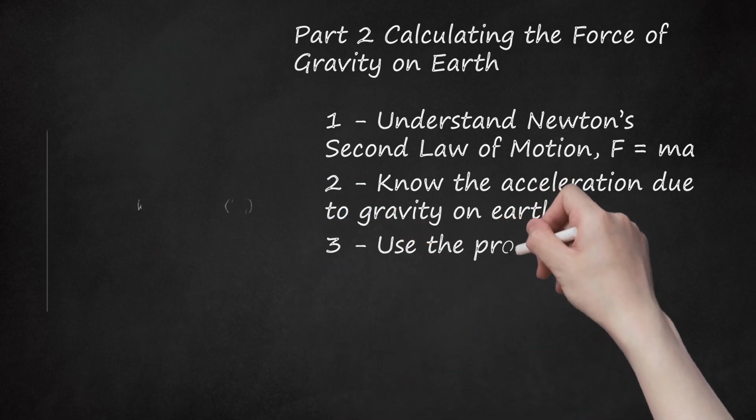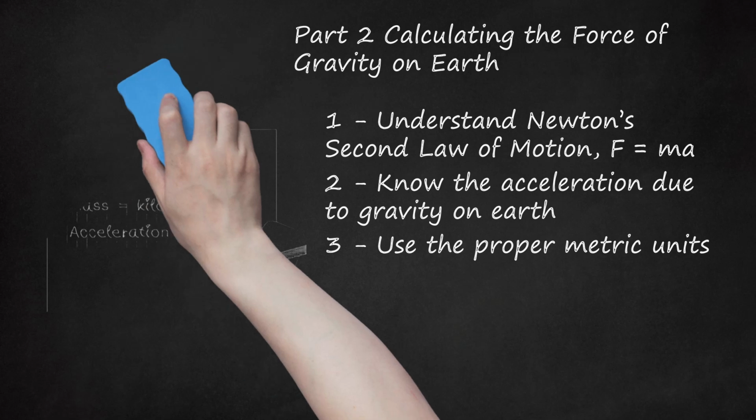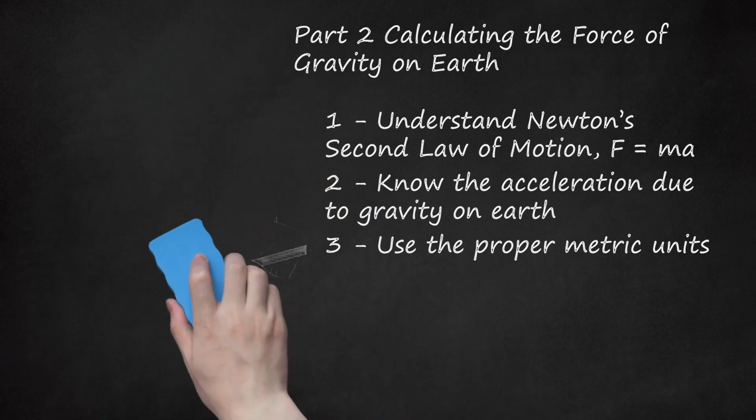3. Use the proper metric units. For this particular equation, you must use metric units. The mass of the object needs to be in kilograms, kg, and the acceleration needs to be in meters per second squared, m/s². You must convert to these units before continuing with the calculation.